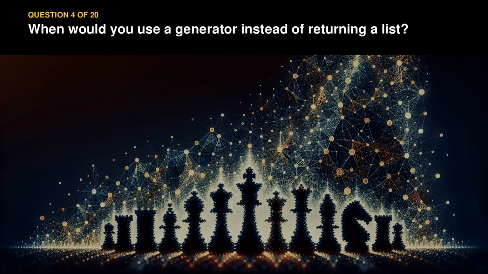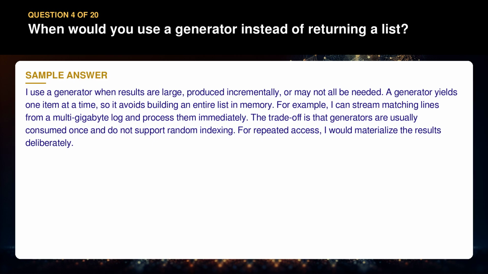Question 4. When would you use a generator instead of returning a list? I use a generator when results are large, produced incrementally, or may not all be needed. A generator yields one item at a time, so it avoids building an entire list in memory. For example, I can stream matching lines from a multi-gigabyte log and process them immediately. The trade-off is that generators are usually consumed once and do not support random indexing. For repeated access, I would materialize the results deliberately.